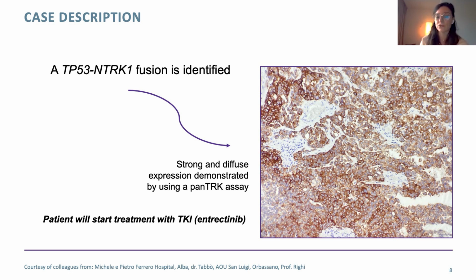And here, I think you don't need to be a pathologist to understand that this brownish, very strong staining pertaining to the tumor cells is a proof that you have the chimeric fusion. The chimeric fusion is overexpressed in the tumor cells. So based on the results, the patient is about to start treatment with the TKI entrectinib.